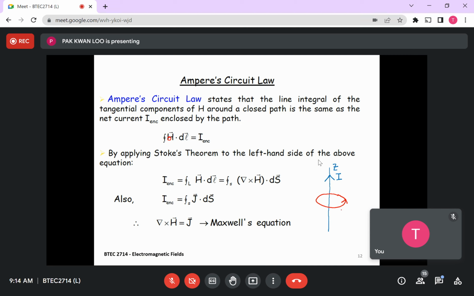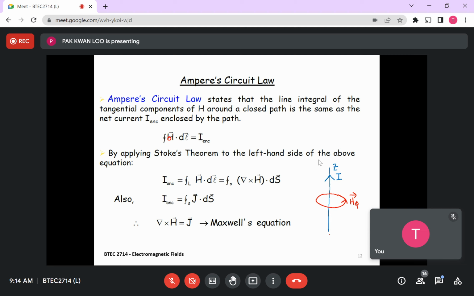So basically, this path here also represents the direction of the magnetic field. It means that the magnetic field is actually enclosing or encircling the current, which is basically produced by the current itself. So the source of the magnetic field is from the current.